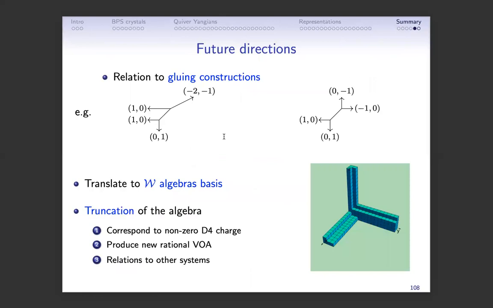Okay, so future directions. The procedure I described uses this colored crystal basis, but you can also imagine doing this using some other basis of the algebra. For example, you can consider the generic toric Calabi-Yau as taking C3 and then gluing these trivalent vertices from C3 together to make the bigger, more complicated toric Calabi-Yau.